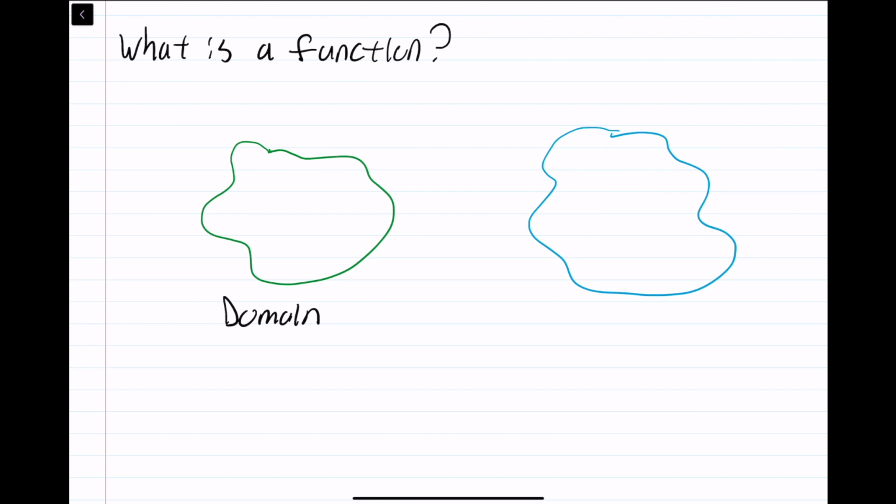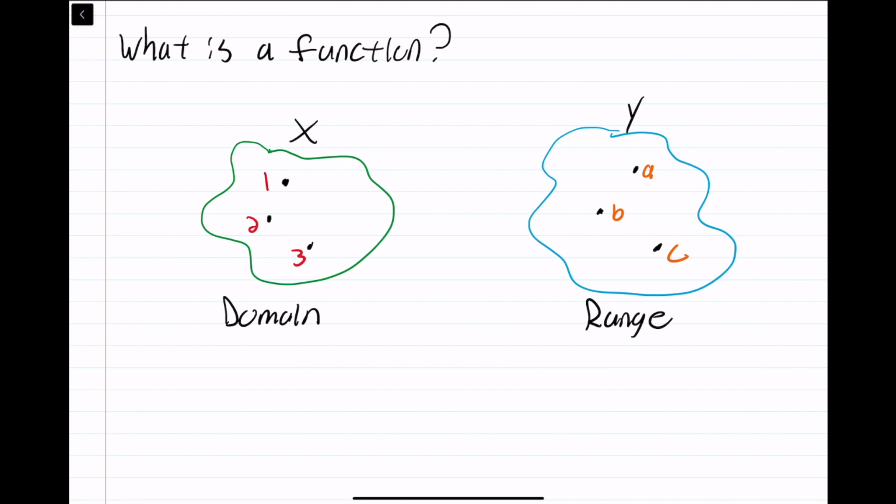So this is your domain, and the domain is a set of a function's inputs, so it's the x values, and the range is the set of a function's outputs, which is the y values. So let's say we have a few points in the domain and a few points in the range. So in the domain we can say this is 1, 2, and 3, and the range we can say this is a, b, and c.